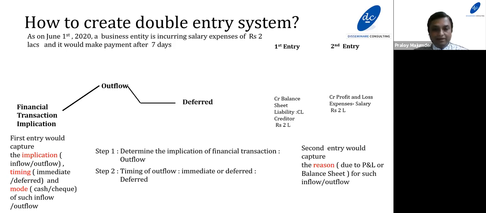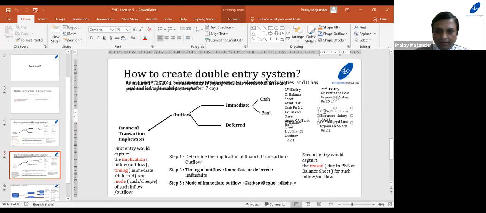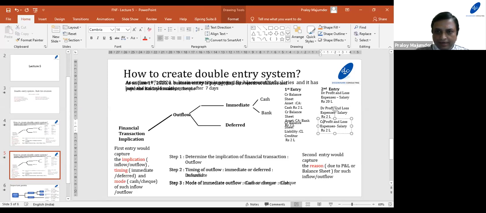It would not be credit, it would be debit. So let us do that. Let me make a small bit of corrections. Okay. So in these cases, what will happen? All these cases, it would be debit entry. So it would be the debit entry. This would be the debit entry. And in this case also, it would be the debit profit and loss, expenses, salary.